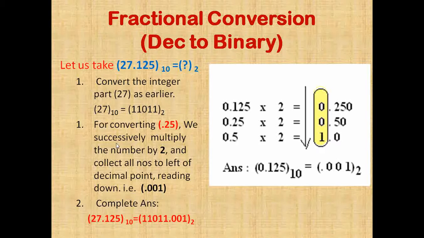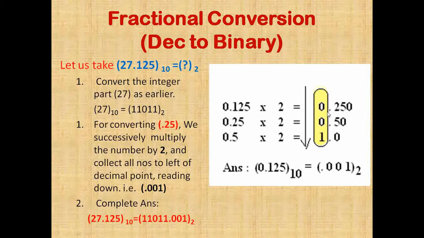What we do here, there is a mistake. It should be 0.125 instead of 0.25. This is simply a typing mistake. You can correct it. So if we want to convert this number into binary, we will multiply this number by 2. When we multiply 0.125 by 2, we get 0.250.